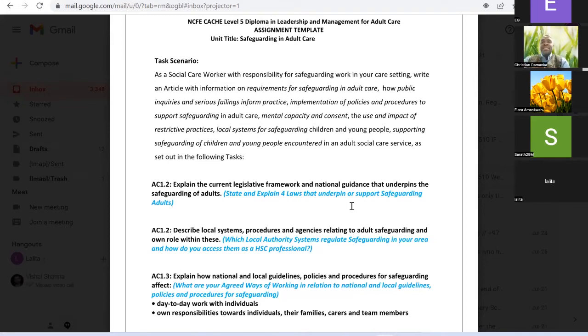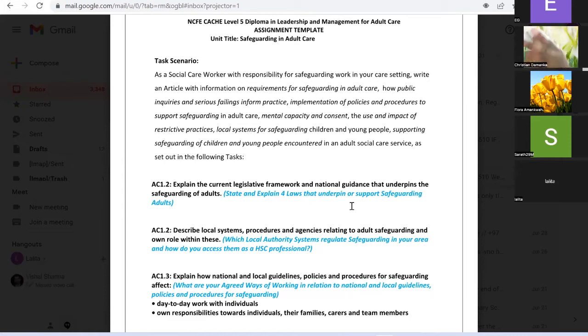So the question is, explain the current legislative framework and national guidance that underpins the safeguarding of adults. I'm going to explain some keywords. When we say legislative framework, simply it means what is the law? What law is there? So legislative framework simply refers to law. In other words, what is the law on safeguarding? What law forms the foundation for safeguarding of adults?